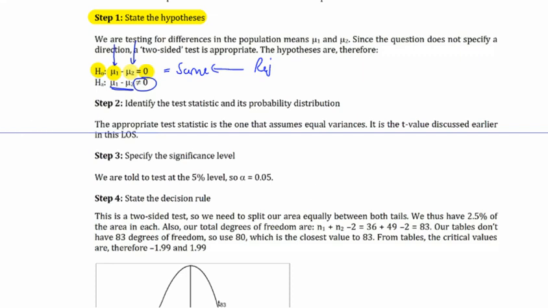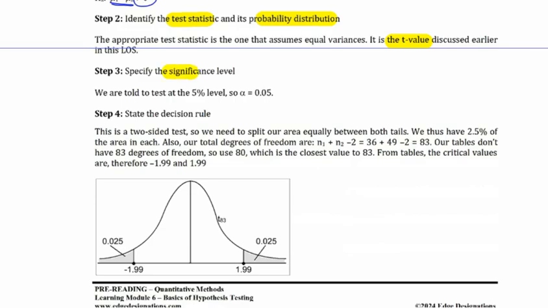What is my probability distribution and test statistic that I would use over here? Guys, it is no longer the Z. I now move to T values. Remember, T values, we spoke about those earlier. Those are relating to degrees of freedom. Step 3, I specify my level of significance. Most times it'll be 5.